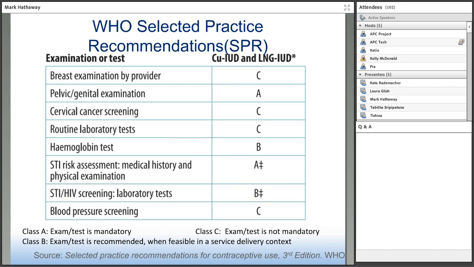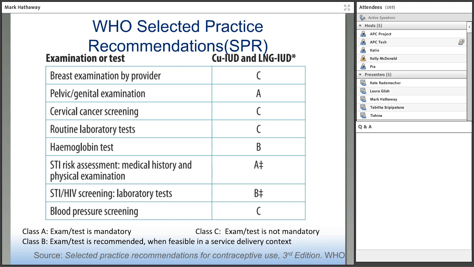I also need to point out, or I want to recommend, the Selected Practice Recommendations, or the SPR, which is a companion guide to the medical eligibility criteria. This is the latest version, and just a portion of it regarding copper IUDs and hormonal IUDs. And it basically points out the examinations or tests that need to be undertaken prior to insertion of an IUD.